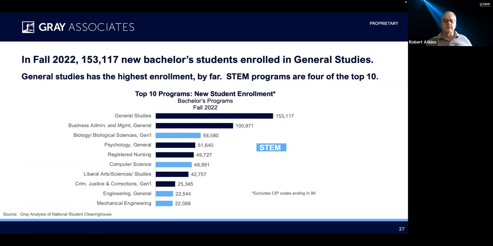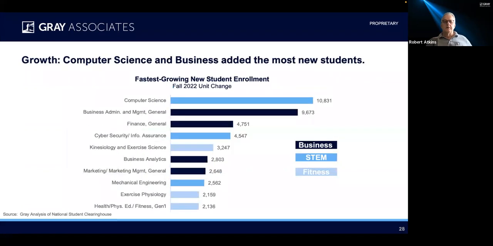You can see business is clearly number 2, and it drops off 50% after that to get to biology. Psychology, also big, registered nursing, and engineering and mechanical engineering, still in the top 10. What's growing? Tech. And I get computer science at the top of this list.